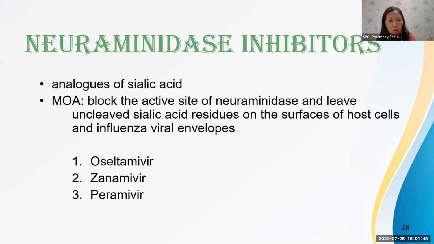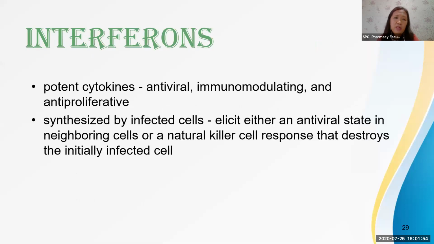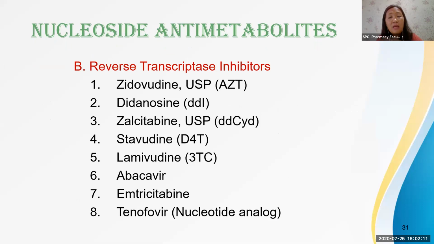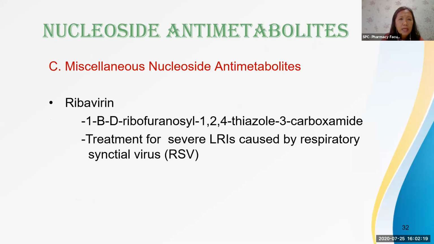So this is the MOA. Please remember where each one falls under, and its MOA. So oseltamivir, zanamivir, and peramivir. Then potent cytokines, the interferons. Then nucleoside antimetabolites, which inhibit the DNA polymerase. These are the examples of drugs that inhibit DNA polymerase. Another one is the reverse transcriptase inhibitors, which inhibit reverse transcriptase. That's the enzyme they inhibit. Then miscellaneous nucleoside antimetabolites, or ribavirin.